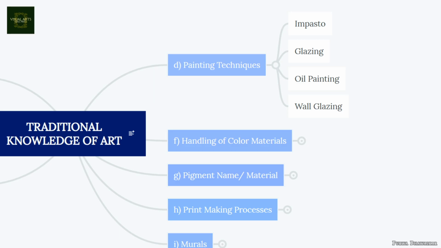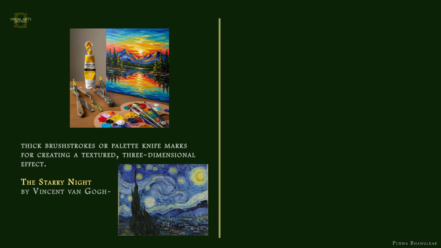Moving to the next subtopic, painting techniques. Impasto is a painting technique where paint is applied very thickly so that brush strokes or palette knife marks are visible on the surface. This creates a textured, three-dimensional effect, with the paint appearing to stand out from the canvas. The Starry Night by Van Gogh is a good example of a signature expressionist painting and the use of impasto.